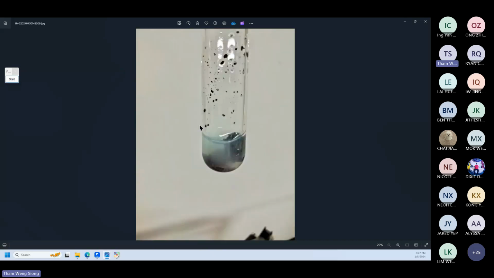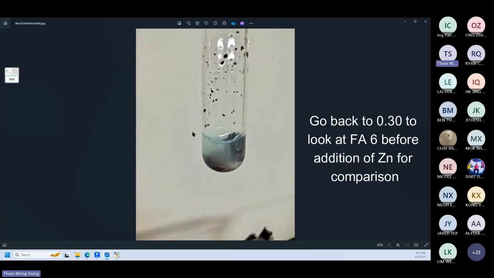Next one. I don't have zinc powder. I use zinc granule, but the idea should be the same. Please create your observation right now. This is Fa6 with zinc powder. I use zinc granule because at the time I couldn't find a good powder, but the observation will be the same.